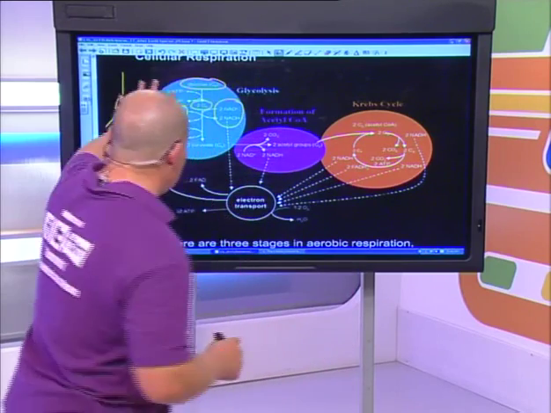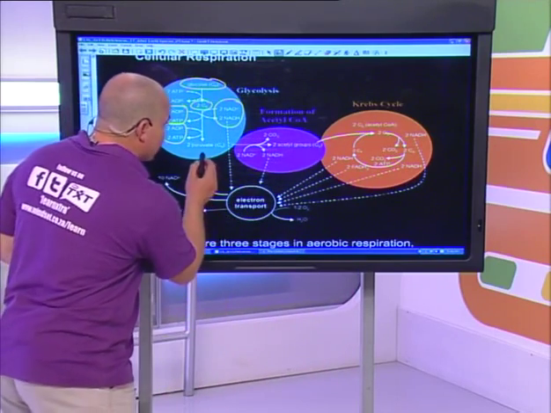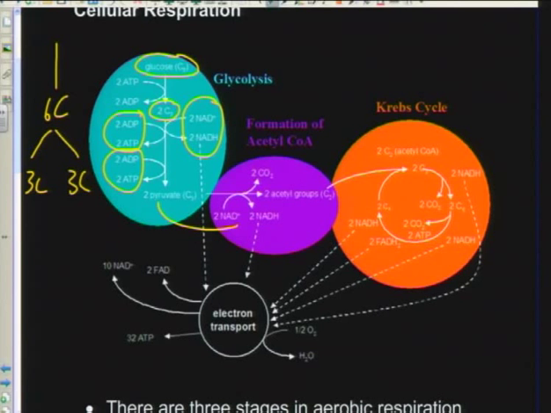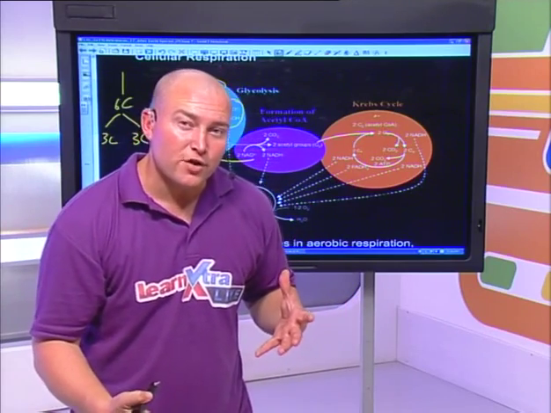Right, so there we go. Then the pyruvic acid, this one, gets sent to this big thing here. It's called the Krebs cycle. But before pyruvic acid gets there, it's got to lose something. It's got to be broken down further, right?